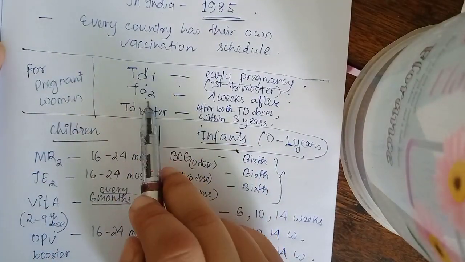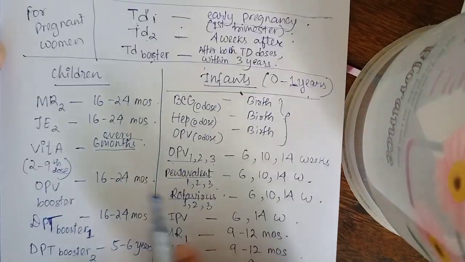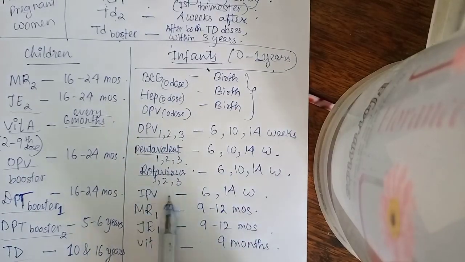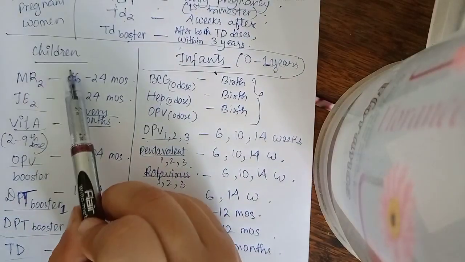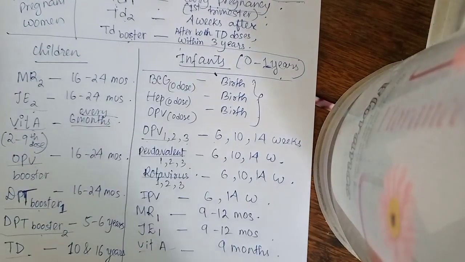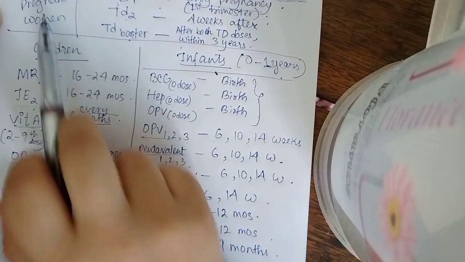For pregnant women, there are 3 vaccines: TD1, TD2, TD booster. For infants, 0 to 1 year, there are these vaccines: BCG, hepatitis birth dose, OPV birth dose, OPV 1, 2, 3, pentavalent 1, 2, 3, rotavirus 1, 2, 3, IPV, MR, Japanese encephalitis, vitamin A. And for children, there are MR2, Japanese encephalitis 2, vitamin A, OPV booster, DPT booster 2, and TD. These are the vaccinations given for pregnant women, infants and children.